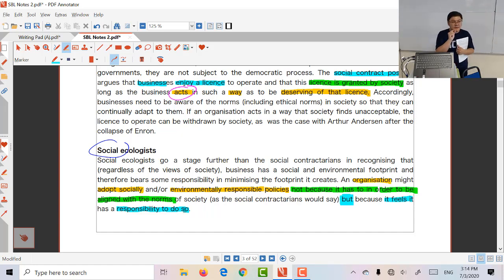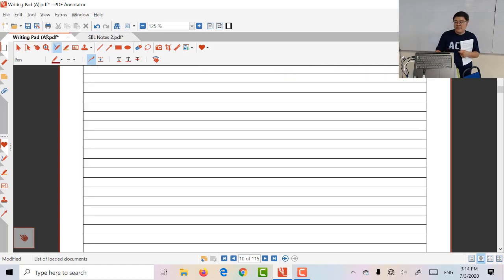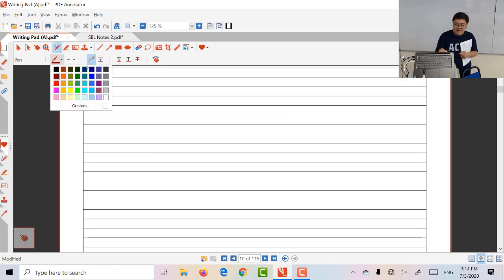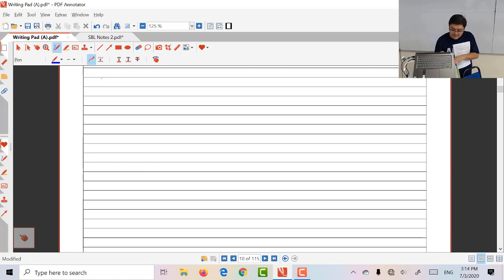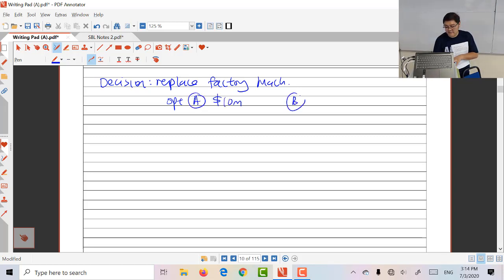Now, I'm going to give a simple example for you to understand. How will this be different? Okay, let's say right now you are facing a decision to replace your factory machine. Now, you have two choices. Option A, cost 10 million. Option B, cost 30 million, three times the cost.